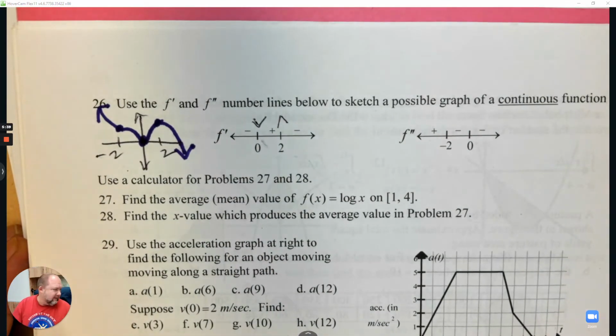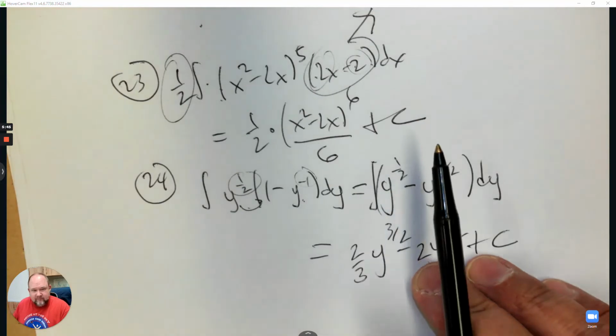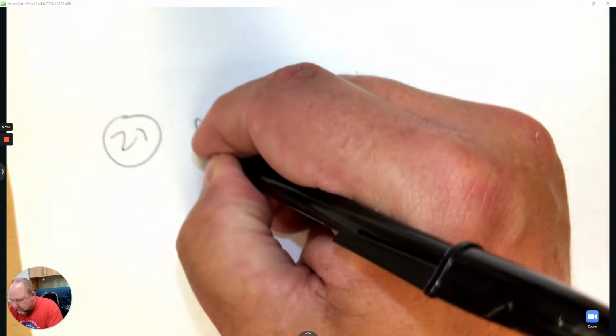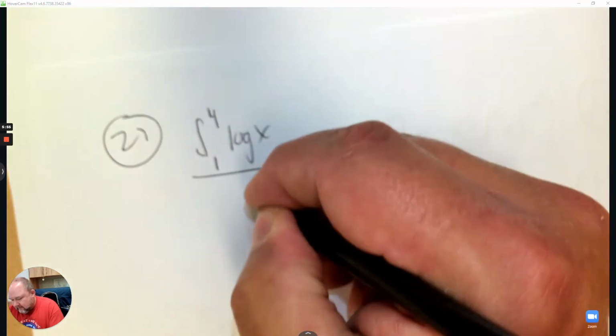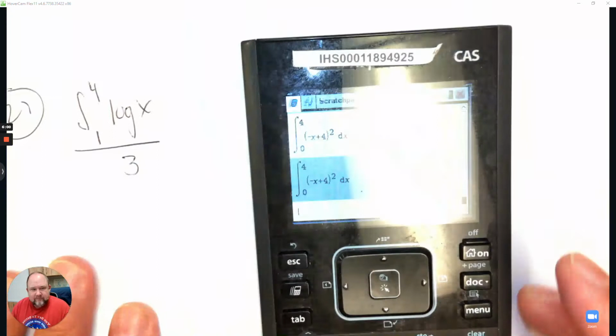Calculator. I love calculator. Where's my calculator?